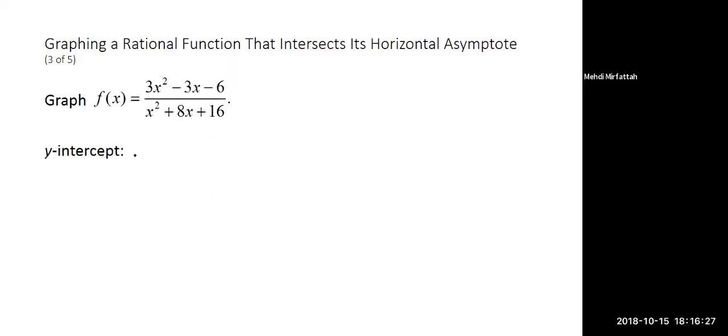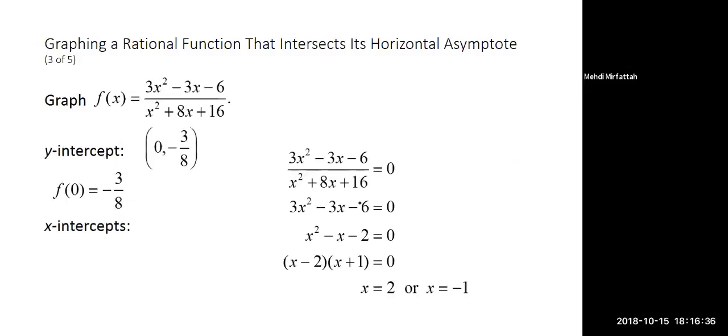The y-intercept can be found rather easily. Let x equal to 0, solve for y, and it would be minus 3 over 8. For the x-intercept, you have to let this equal to 0 and solve for x. This is factorable, so x equal to 2 and x equal to minus 1 would be your x-intercepts.